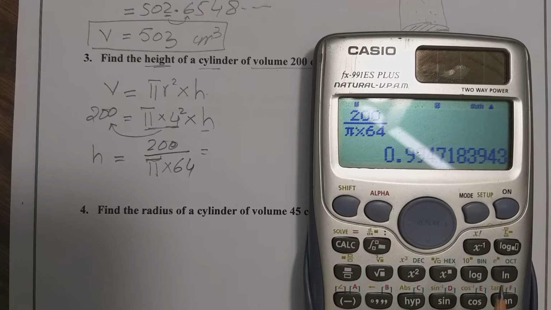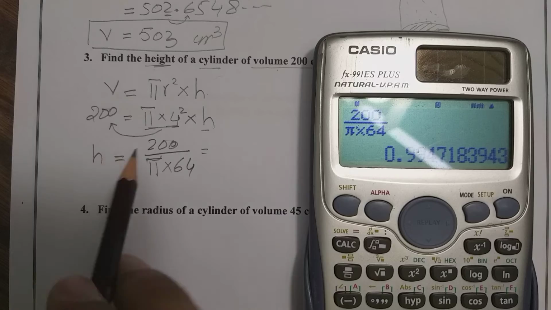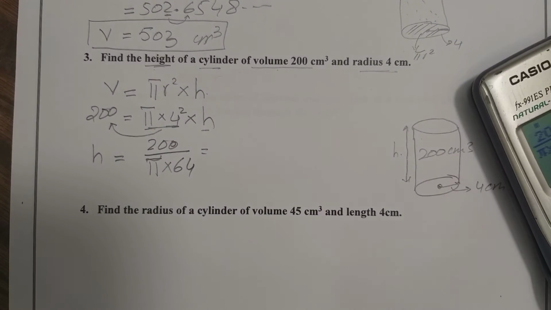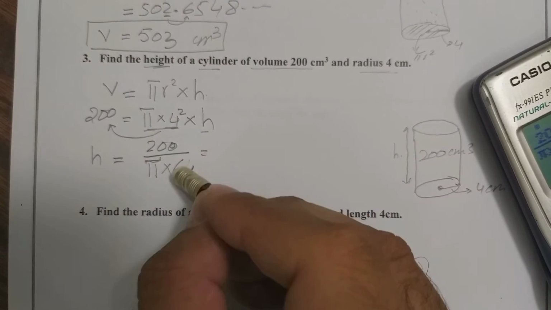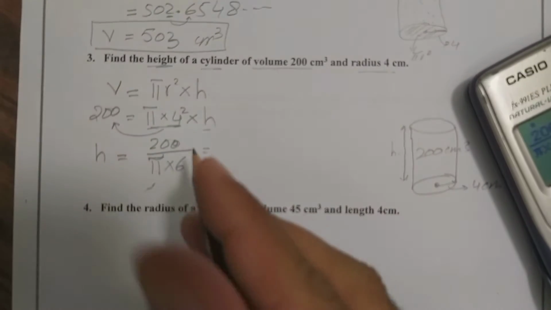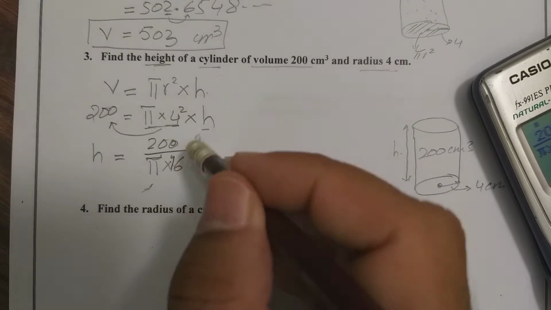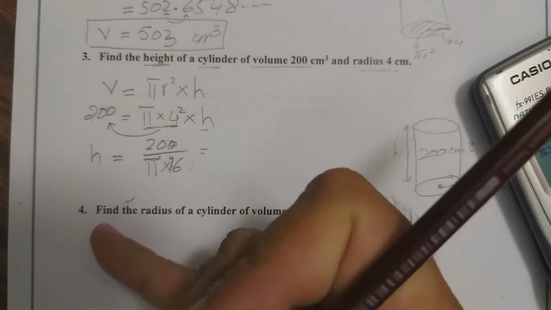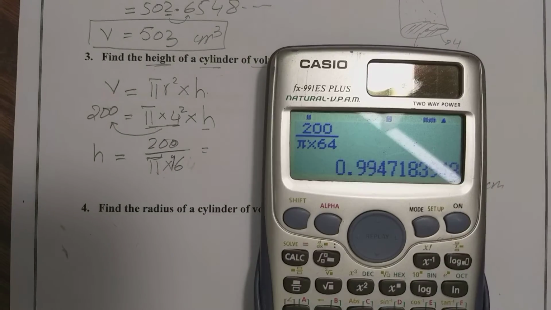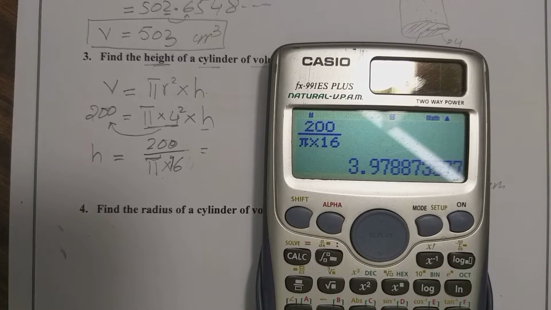So the answer is... sorry, it is 16, not 64. 4 squared equals 16. It's not a cube. It is 16. So just replace it, and then we have 3.9788.